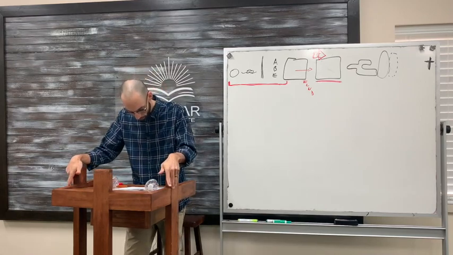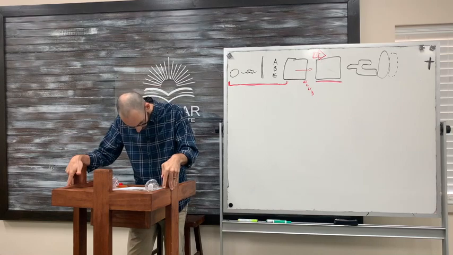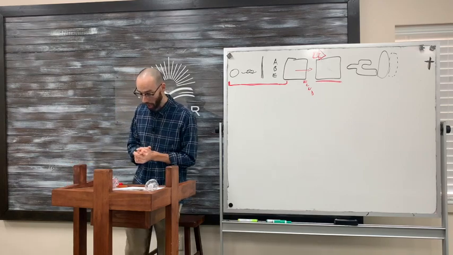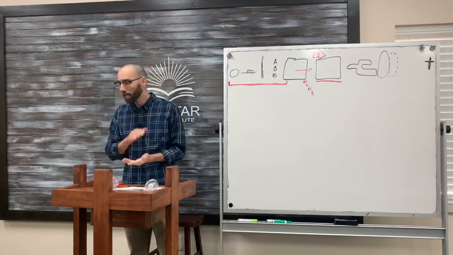Okay, Samuel is the judge. The people ask for a king, so he appoints Saul. Saul spirals out of control. David becomes king. David sins and faces the consequences.